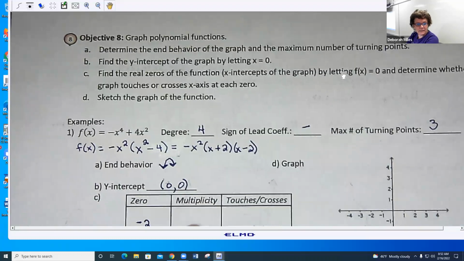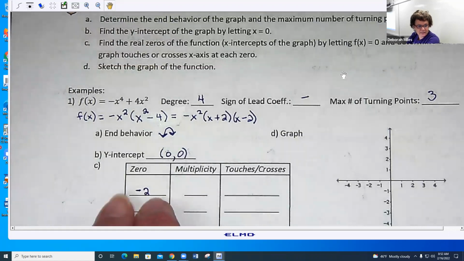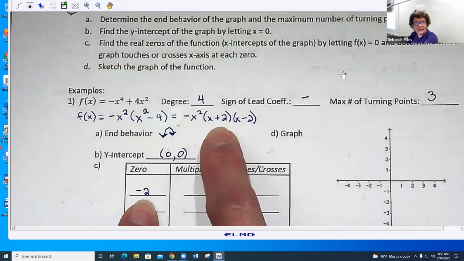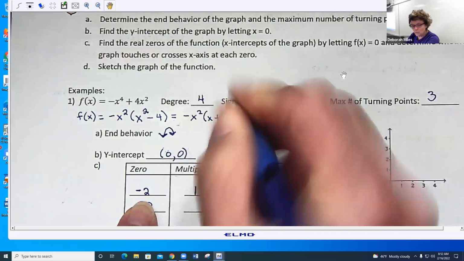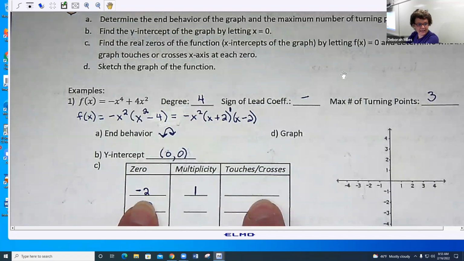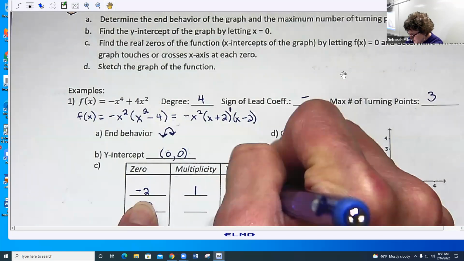So what's the multiplicity of the -2? Which factor gave us that -2? No. It's when we set x plus 2 equal to 0 that we got that -2. So what's the multiplicity of that zero? The exponent of that factor is 1. So the multiplicity is 1. And the fact that that 1 is odd tells you the graph does what at -2? Odd multiplicity means the graph crosses the x-axis.